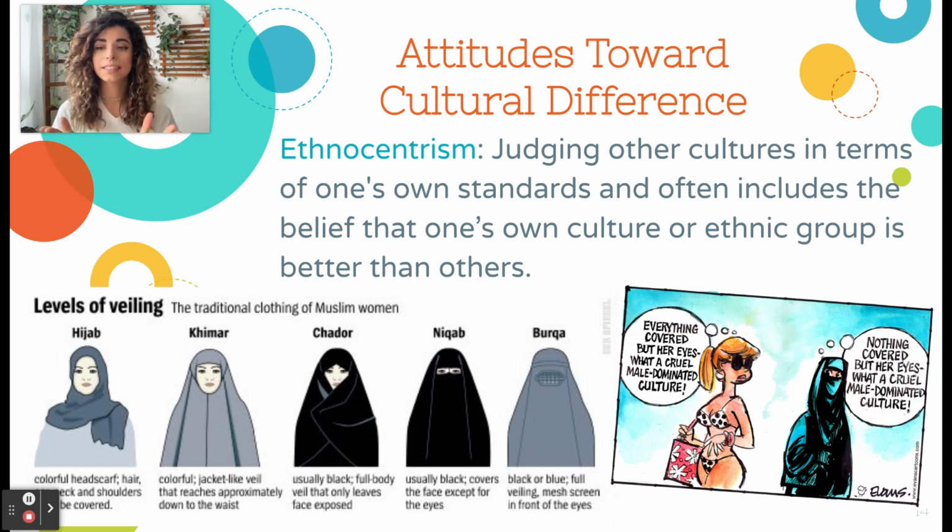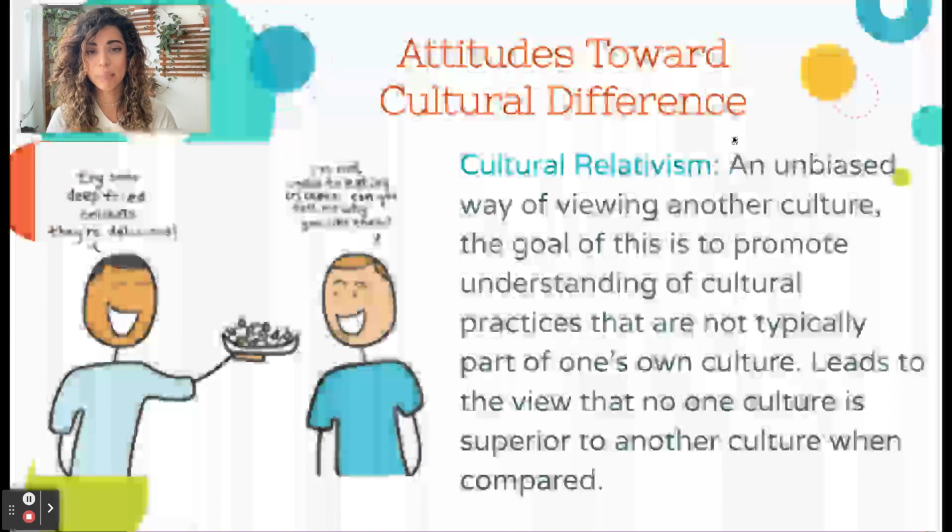So in this example here, we have different levels of veiling for Muslim women. And within each of these, that is their own judgment from their own culture. And in this little cartoon here, we see both of these women, somebody who's obviously from the Western world, whereas a Muslim woman, and they both have the same idea of each other, even though they are dressed completely different. So they're each approaching each other from this lens of ethnocentrism.